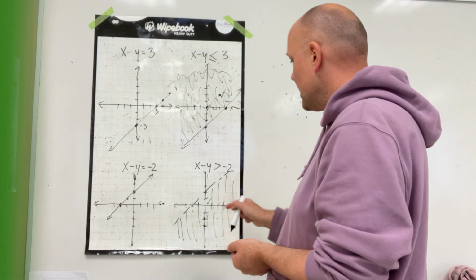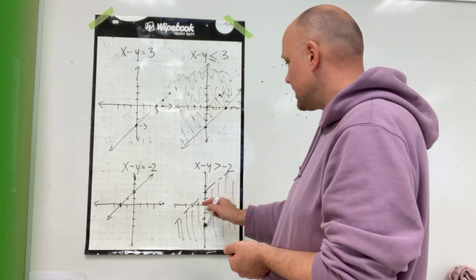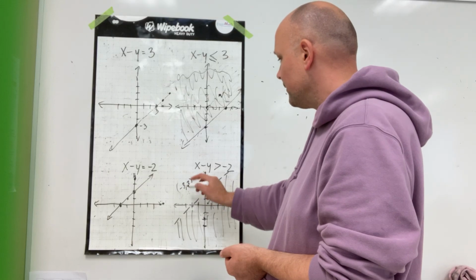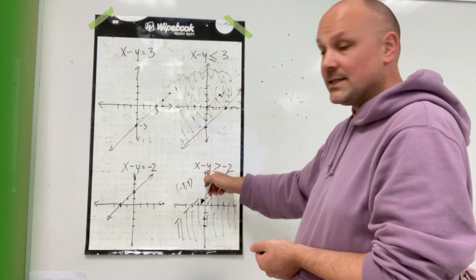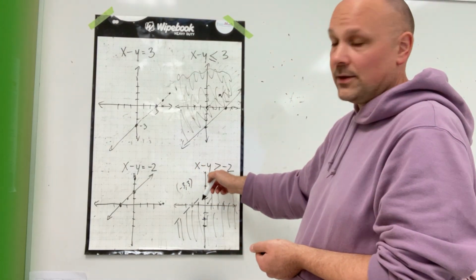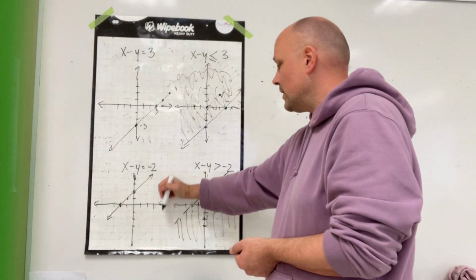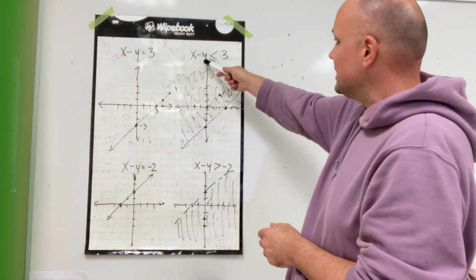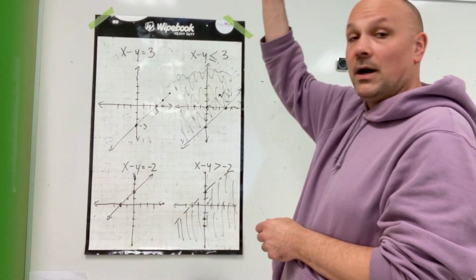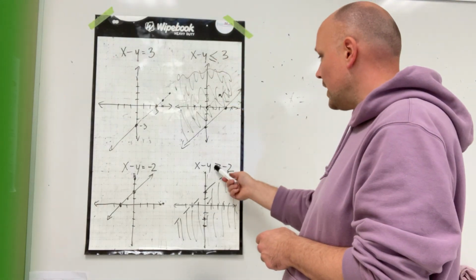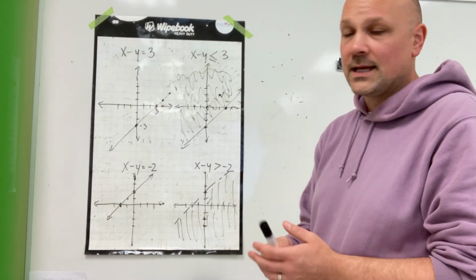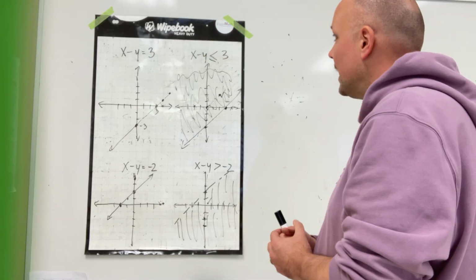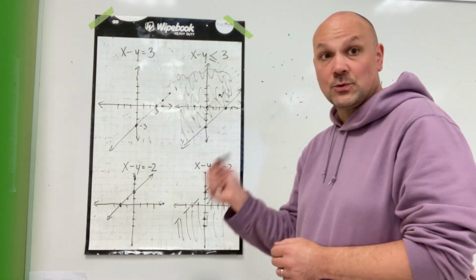It works. If I check a point over here, let's say this point here is negative 3, 3. Negative 3 take away 3 is negative 6. That's not greater than negative 2. So that's not in my shaded region. Okay? So it looks like for difference, when it's less than, we shade above. When it's greater than, we shade below. That's kind of weird, but that's how it is. Okay? So that's diagonal lines caused by subtraction.